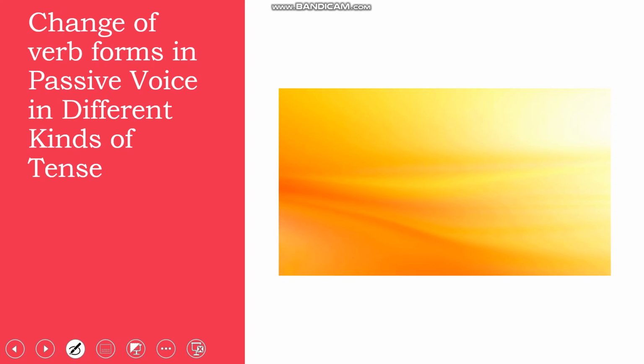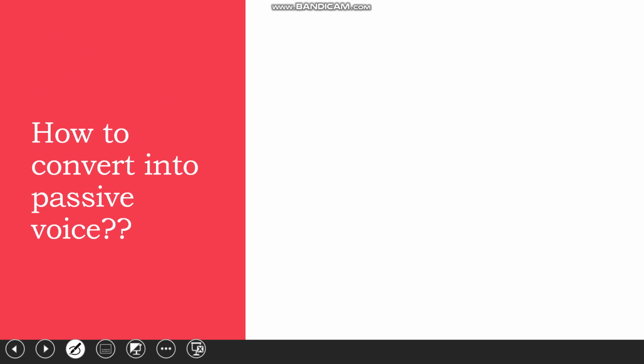Now let us move on to change of verbs from active to passive voice in different kinds of tenses. Let us see each tense one by one. How do we convert into passive voice? This is one of the main things that you should know before even getting into tenses. How do you convert an active voice sentence into a passive voice sentence?